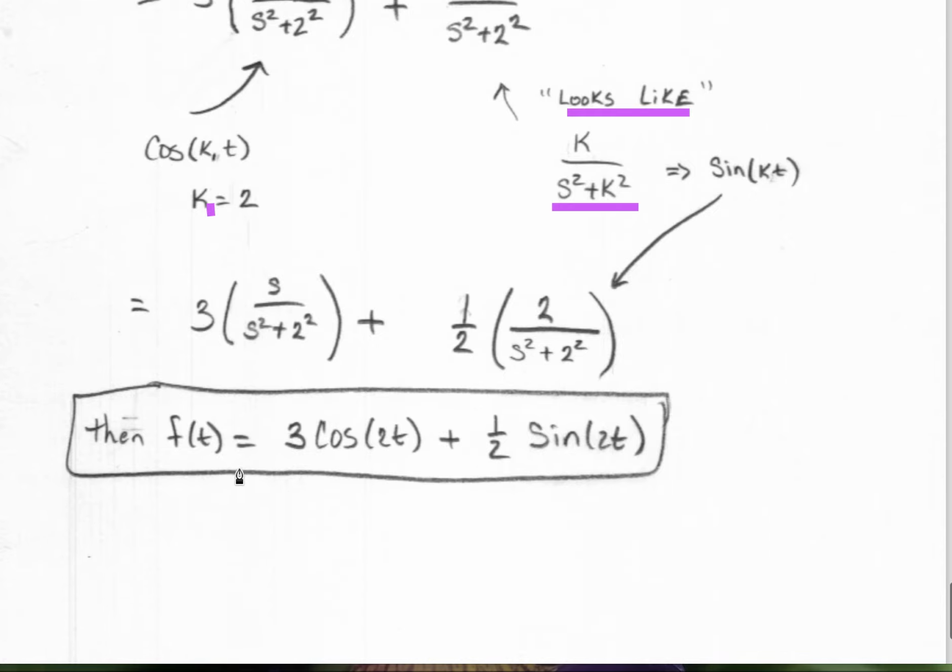So then f of t equals 3 times cosine of 2t, this being the transform of cosine of 2t, plus a half times the sine of 2t, and this is the transform of the sine of 2t.